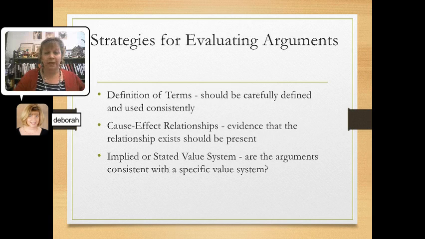As you look at the arguments that are being presented, you want to think about the definition of terms. They should be very carefully defined and used consistently. One word might be something like benefit. What would be a benefit? Is that just a small thing that makes something better? Would it have to be a really large impact? So look at how terms are used to support a claim. Then you can look at cause and effect relationships, and remember that evidence that the relationship exists should be present. And then there's implied or stated value systems. Are the arguments actually consistent with a specific value?